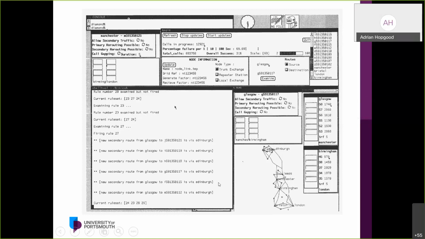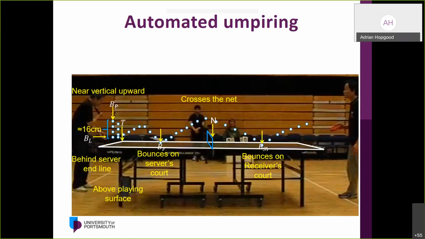And my third and final example of a multifaceted problem is quite recent work, actually. This is from a PhD student who completed in the last 6 months or so. And she was building a multi-agent system for automated umpiring.